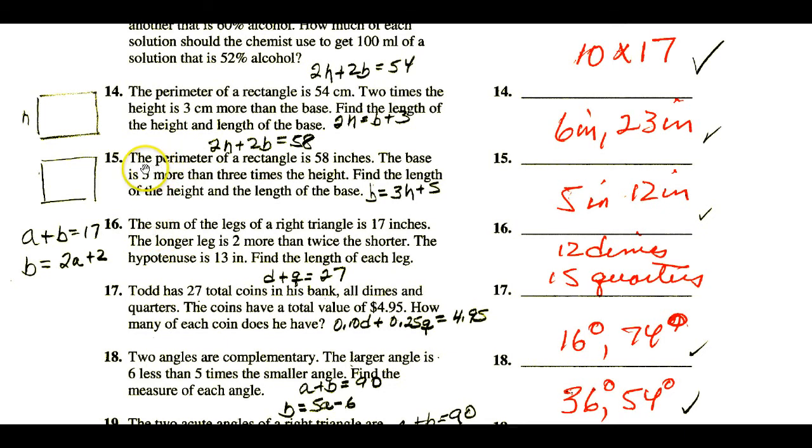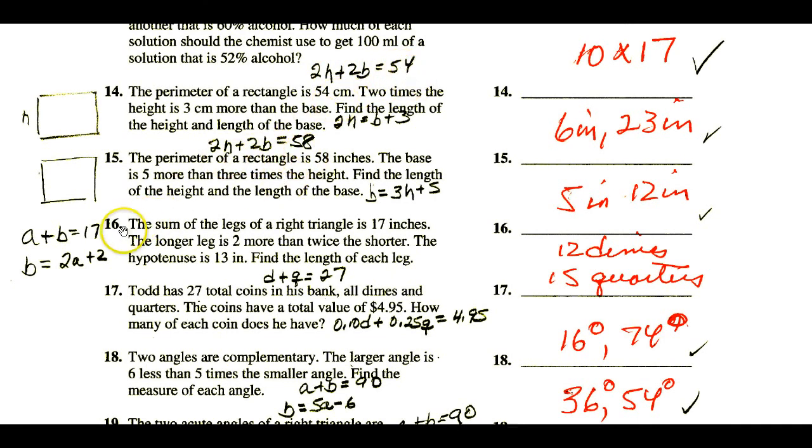Okay, here the perimeter of a rectangle is 58. The base is 5 more than 3 times the height. And then you're also going to use this formula. Actually, the one I should use was up here. All right, well, there you go. This was this perimeter. This formula is very similar.